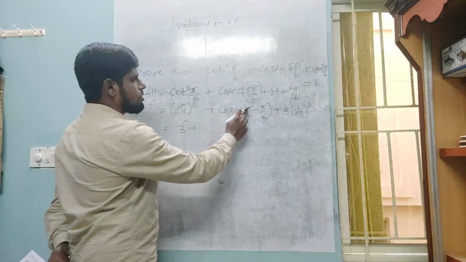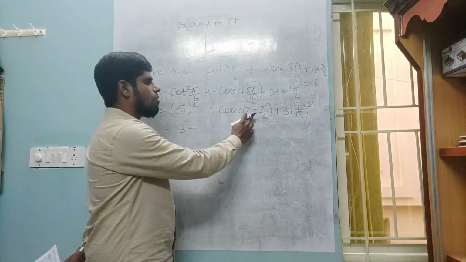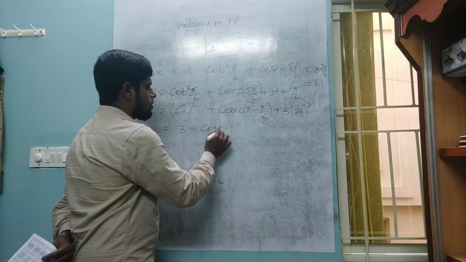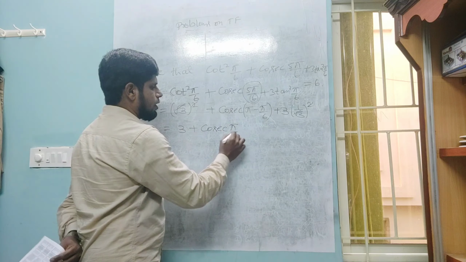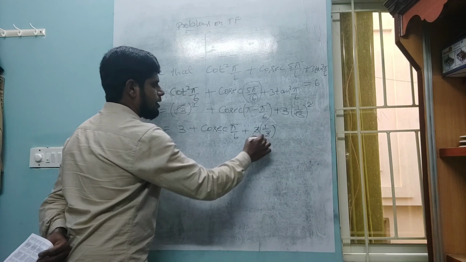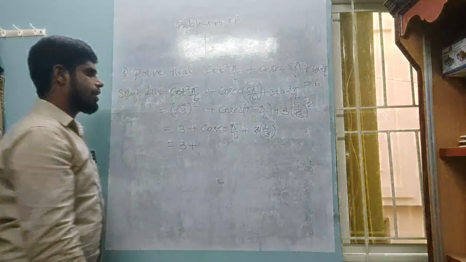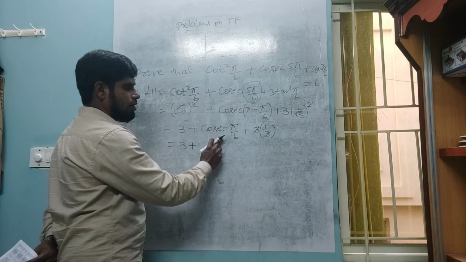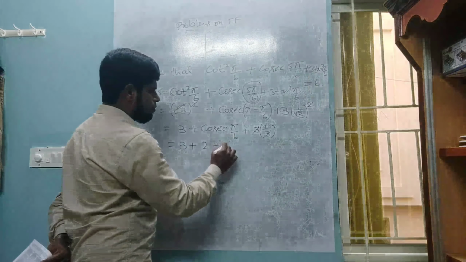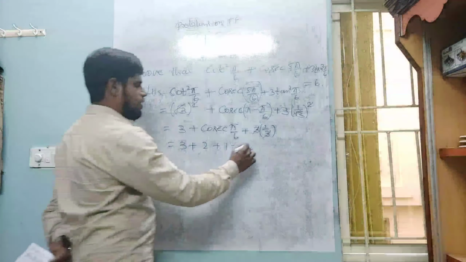3 plus cosecant of 180 minus theta. 180 minus theta is in the second quadrant. In the second quadrant, cosecant is positive, and so cosecant remains cosecant because of 180. Cosecant pi by 6 plus 3 into 1 by 3. This 3 and this 3 get cancelled. So 3 plus cosecant 30 degrees. Sin 30 degrees is 1 by 2, so cosecant 30 degrees is 2 by 1, that is 2, plus 1. So student, 3 plus 2 plus 1 is 6. This is our RHS.